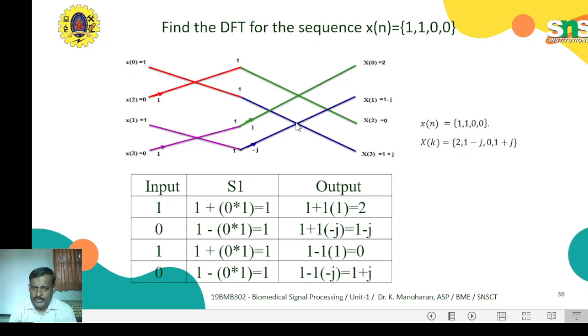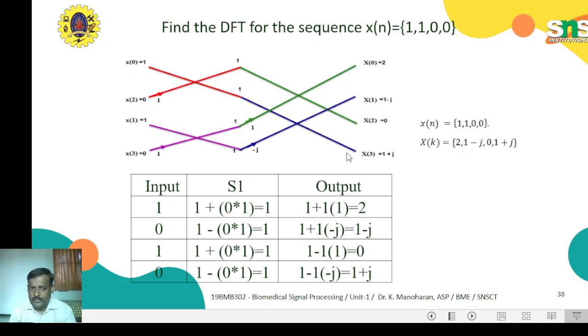Look at this fourth butterfly. So one input is 1 and another input is 1, and the twiddle factor is minus j. So this minus j should be multiplied with 1. So 1 into minus j is minus j. That should be added for this up leaf, and that should be subtracted for down leaf. So 1 is an input. If we add it, what do you get? So 1 plus minus j. Look at this. 1 plus 1 into minus j. So 1 into minus j will be equal to minus j. So you get the final answer as 1 minus j.